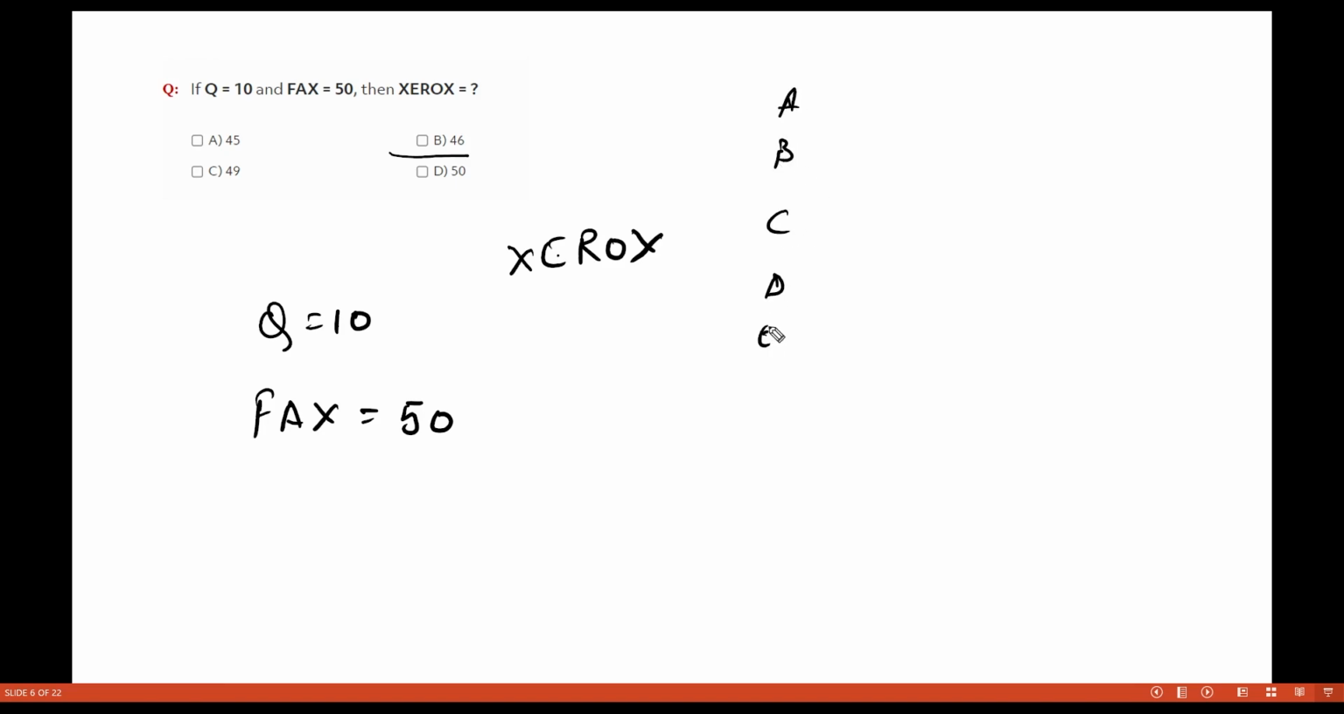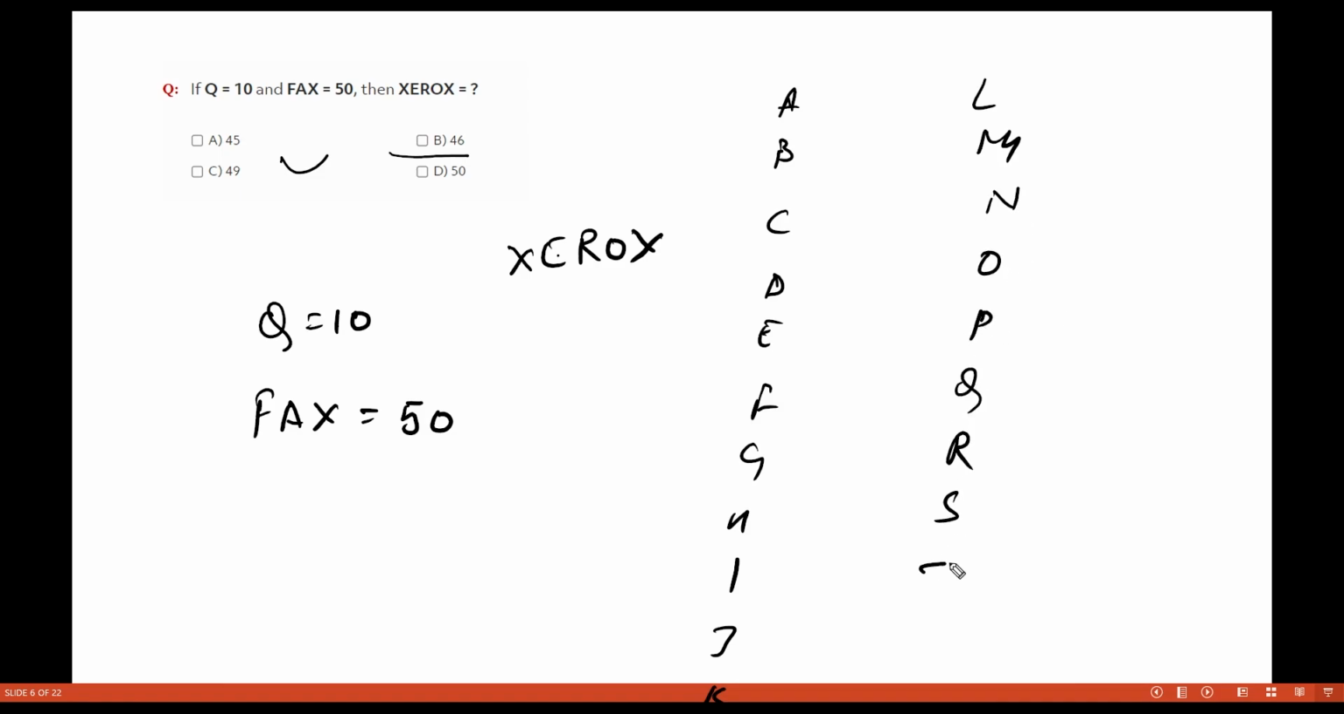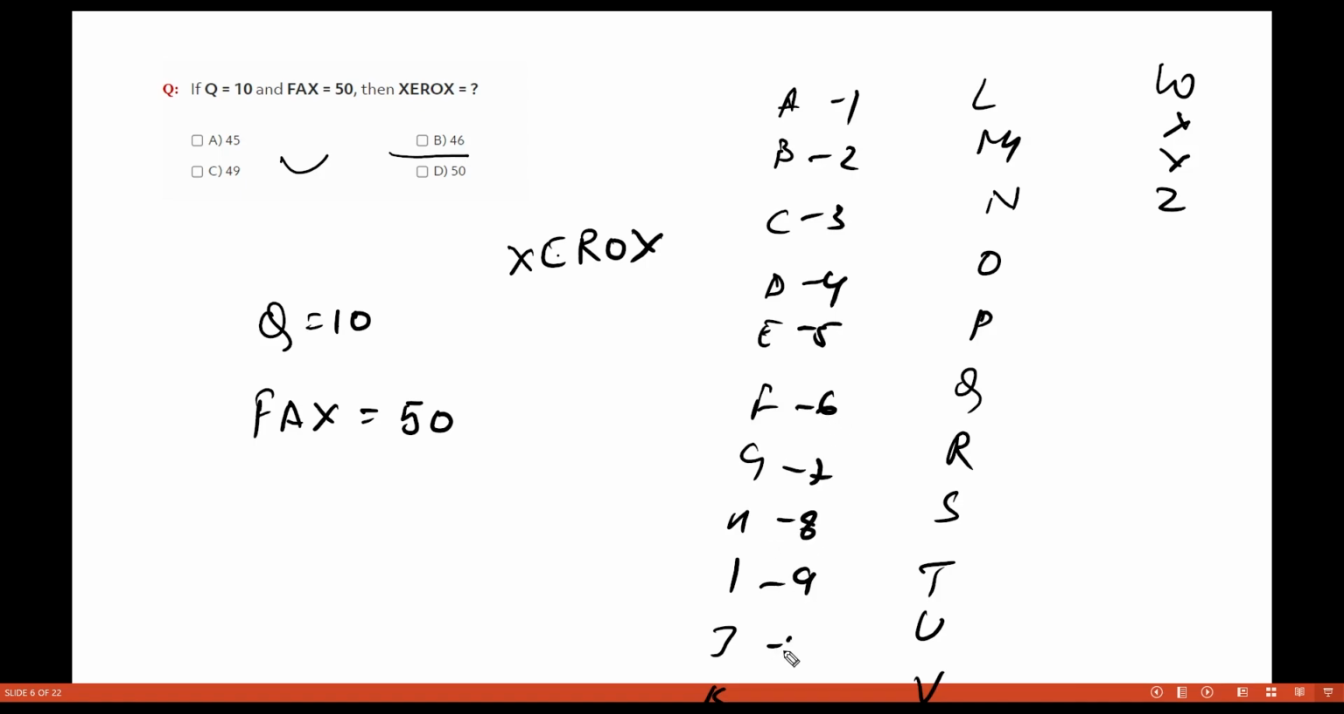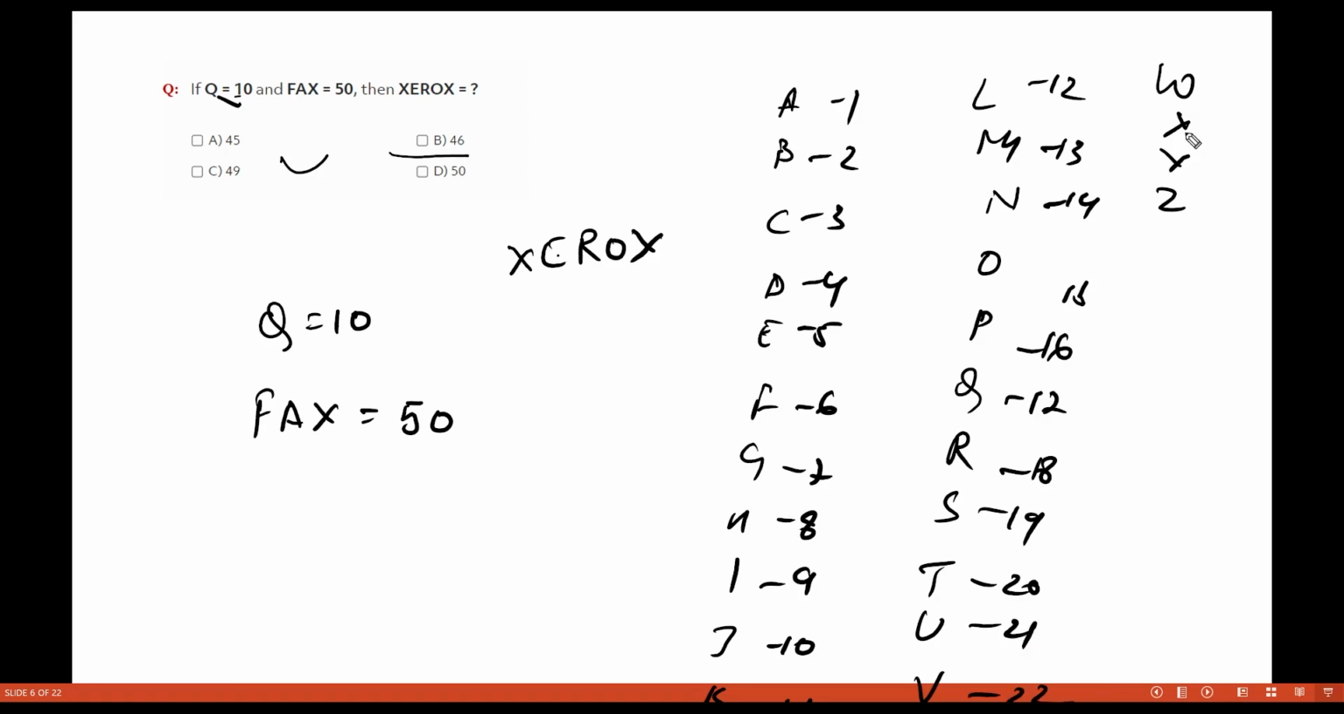You again can see A, B, C, D, E, F, G, H, I, J, K, L, because see here the information is not sufficient. Okay, so then we need to make some logic. Q, R, S, T, U, V, W, X, Y, Z. Okay, so A is 1, B is 2, C is 3, D is 4, E is 5, F is 6, G is 7, H is 8, I is 9, J is 10, 11, 12, 13, 14, 15, 16, 17, 18, 19, 20, 21, 22, 23, 24, 25, 26. Okay. Now see, Q is 10. Q is 10 means what? Q is actually what number? Q is 17. Actually it is 17. So then it becomes 10.